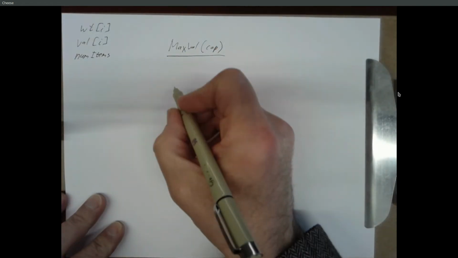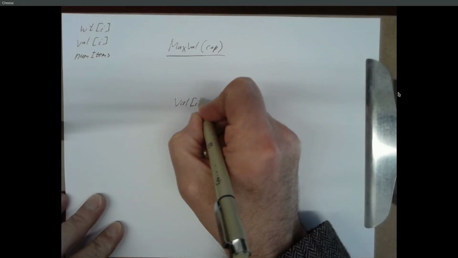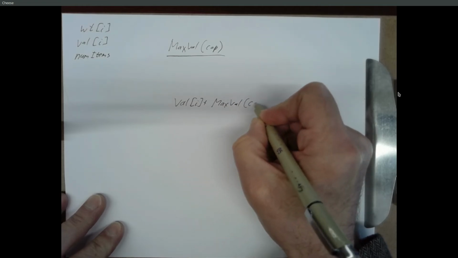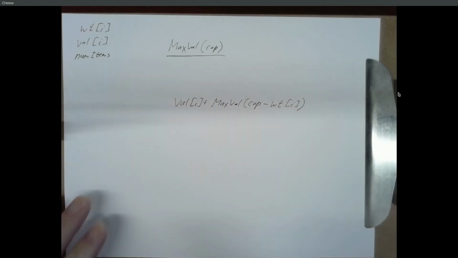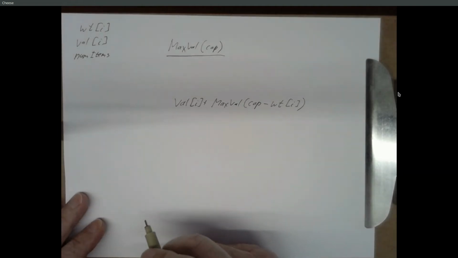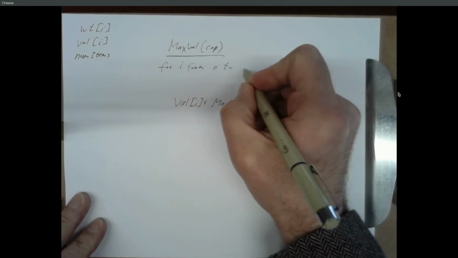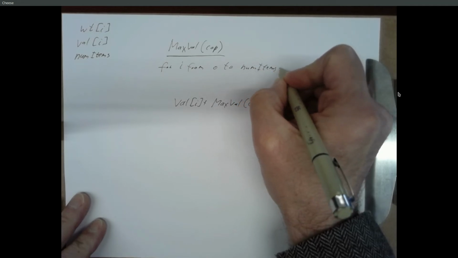And so you have a series of calls like value of item I plus max val of capacity minus the weight of item I. And that's the essential calculation you're going to do. You're just going to put it inside a loop and you're going to do things with the results. But basically you're going to call this for all values of I, right? So for I from 0 to number of items minus 1.